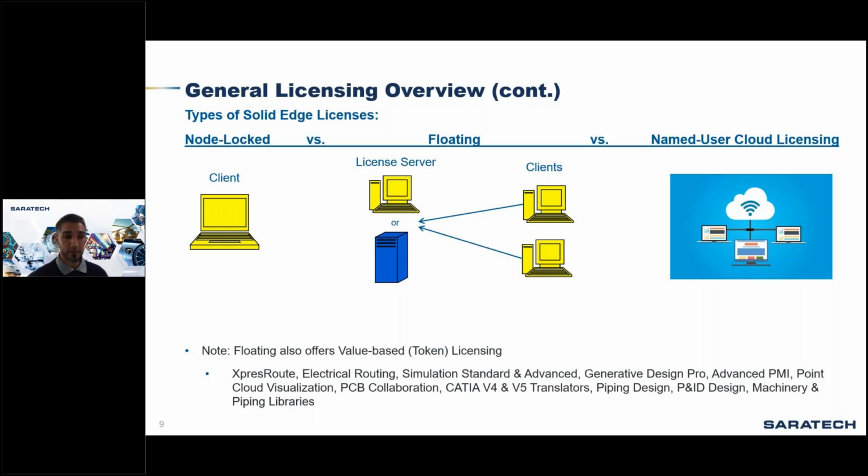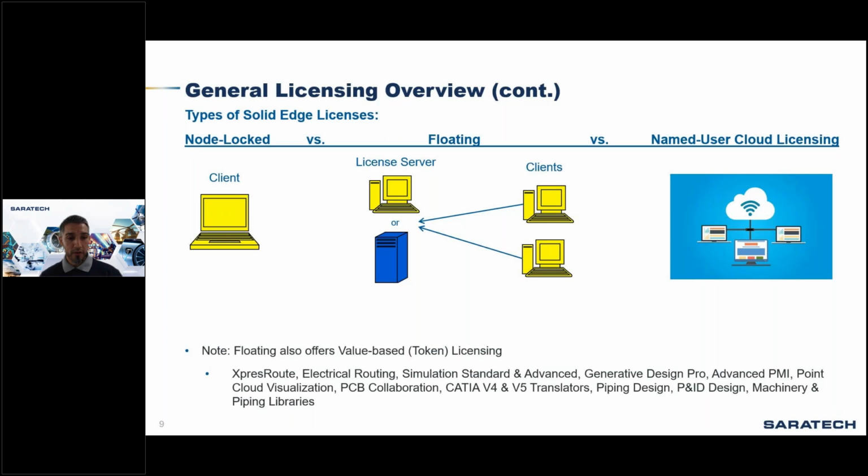Now down here at the bottom of the slide, I do have a note that I wanted to mention in case any of you are not aware. So floating licenses do offer a very beneficial method of accessing add-on or portfolio products, which is called value-based, aka token licensing. And you can see a list here that's been growing with the last couple of releases of 2024 and 2025. So it's been around for a couple of years already, but you can see a list there of all the add-on portfolio products that are available with this new token licensing.